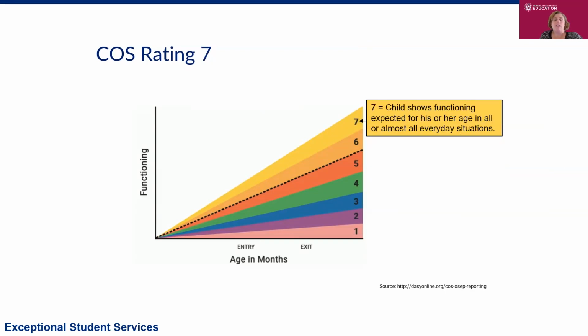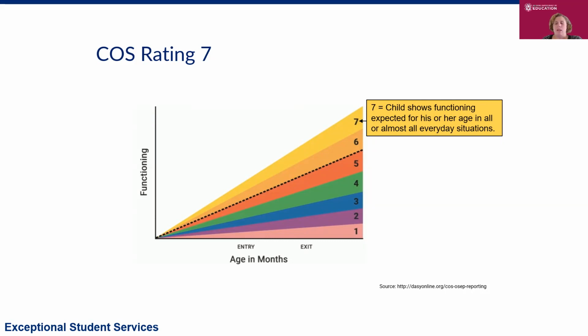And a 7 is showing that the child is functioning at age expected for all skills, all of the various skills that were in each of those outcome areas, in almost all everyday situations. So if they're still eligible for special education, there still might be some concern, but for the most part, according to that developmental area, they are showing a functioning that's expected for their age.